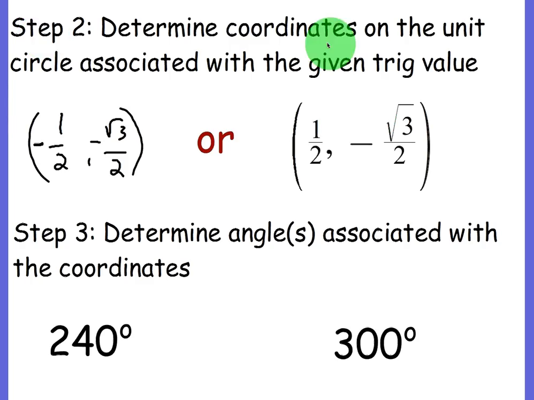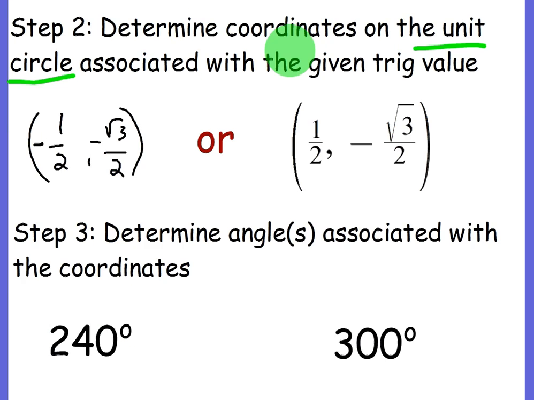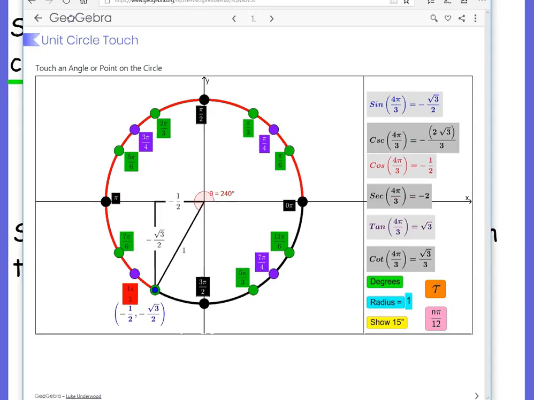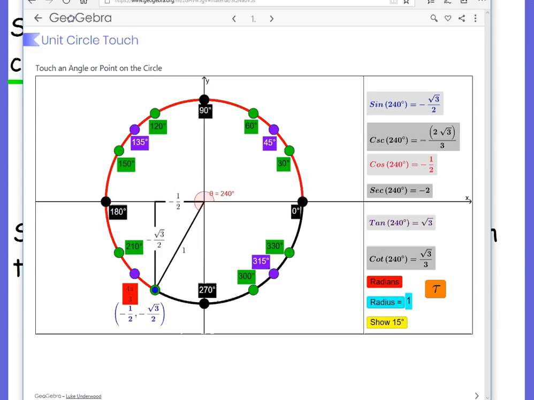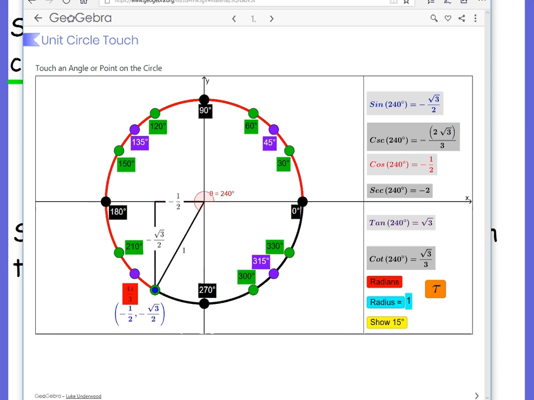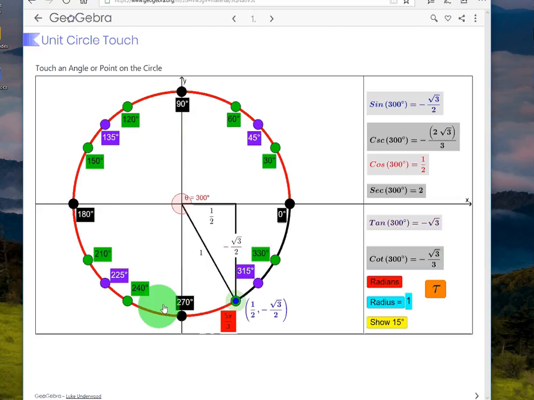Next up, step 2. We need to figure out where on the unit circle does sine equal negative radical 3 over 2. That's the y value on the unit circle. Going back to our unit circle, that will be right here. Let's go to degrees since this is degrees. We'll be here, which is 240 degrees. That's the y value. And at 300 degrees, the y value is also negative radical 3 over 2. So at 240 and 300, sine will be equal to that.